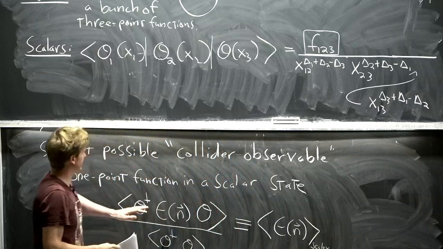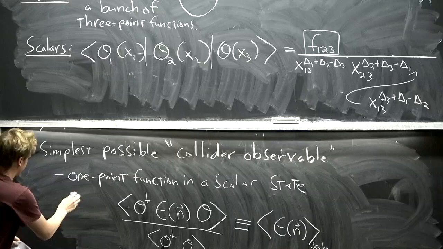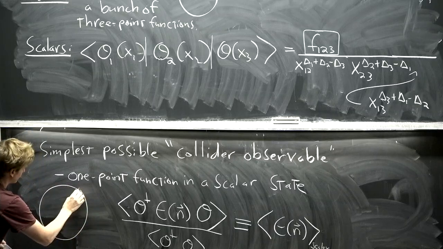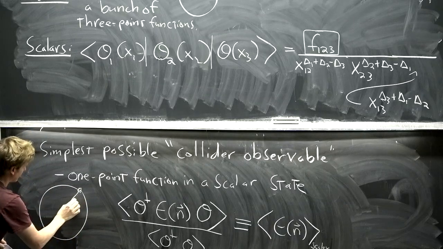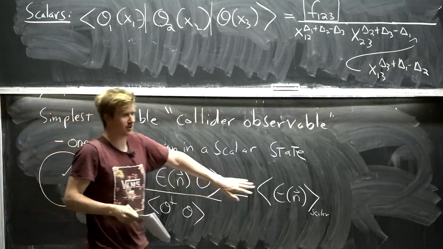So you can really think of this as if I kind of ping my system with a scalar, and I now measure on my sphere the distribution in energy as a function of the angle. And so does anyone know what this is?